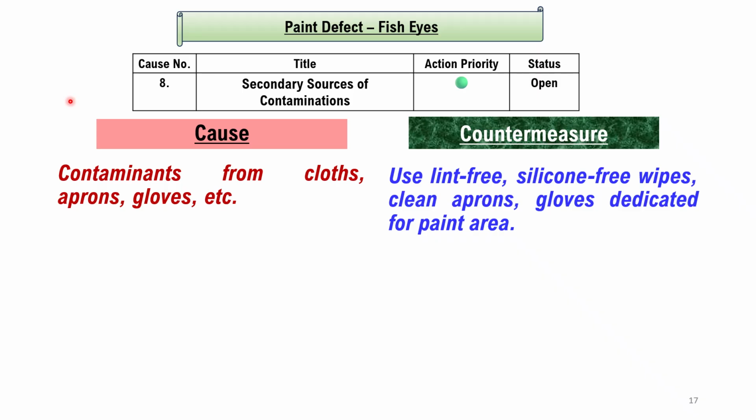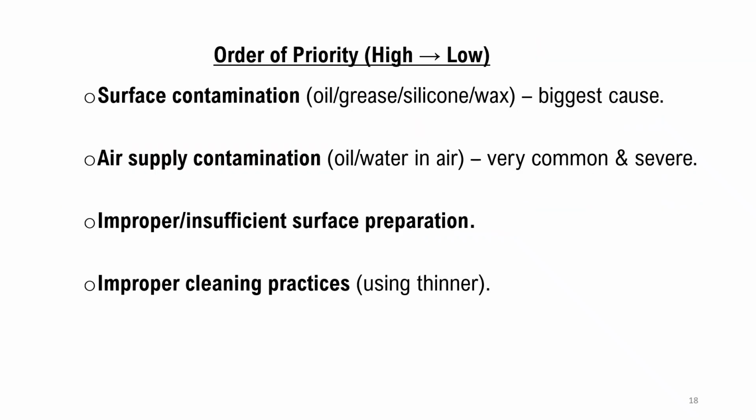Number eight, secondary sources of contamination, that is, contamination from cloths, aprons, gloves, etc. This relates to the spray painters who work in the spray booth. For them, use lint-free, silicone-free wipes, clean aprons, and gloves dedicated to the paint area.